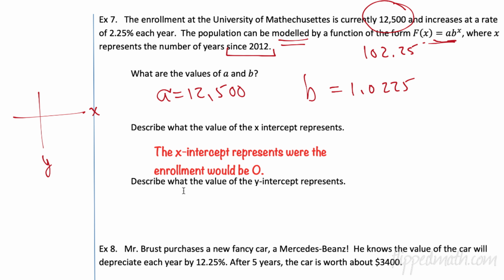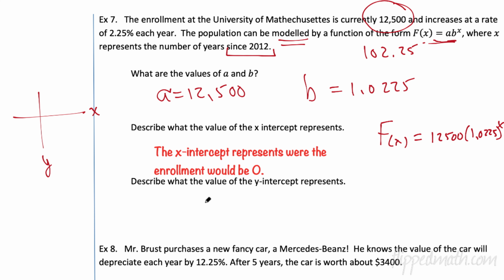And the next one, describe what the value of the y-intercept represents. Well, the y-intercept is what? You're going to get the y-intercept when x equals 0. So let's look at this function here. Let's write out the function. Here's what the function is right here. So f of x, if we write the numbers in, we get 12,500 times 1.0225 to the x power.